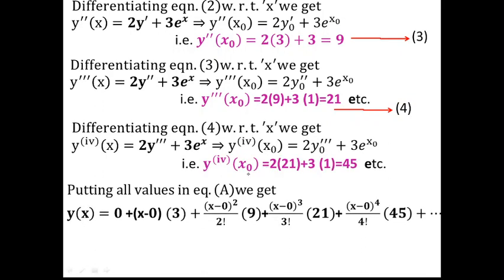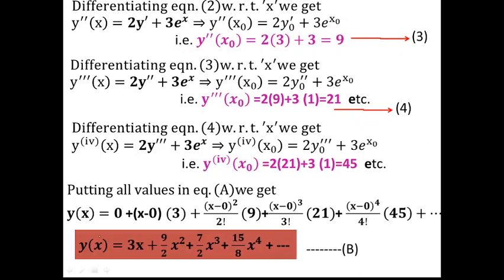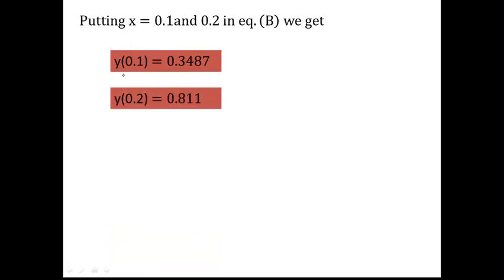After evaluating all the values, let's put all the values in the Taylor series expansion given by equation A. We get y of x equal to this, which is nothing but the solution of the differential equation using the Taylor series method. Now we have to find the value of this at x equal to 0.1 and 0.2 also. So just put x equal to 0.1 in this formula B and 0.2 in formula B. We will get respectively the values y of 0.1 equal to 0.3487 and y of 0.2 equal to 0.811. So I hope you have understood the method very well.